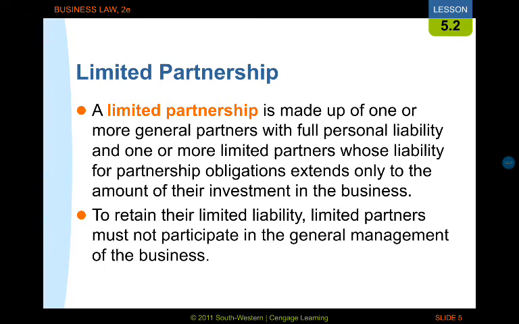To retain their limited liability, limited partners must not participate in general management of the business. So I guess that's a key factor there. You want to make sure you highlight that. To retain their limited liability, limited partners must not participate in general management of the business.